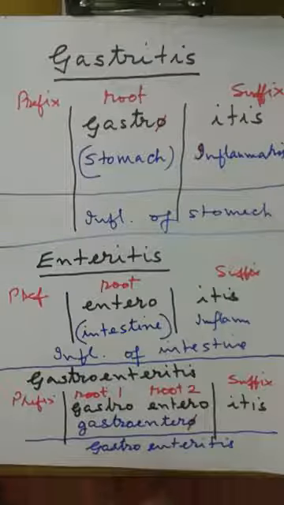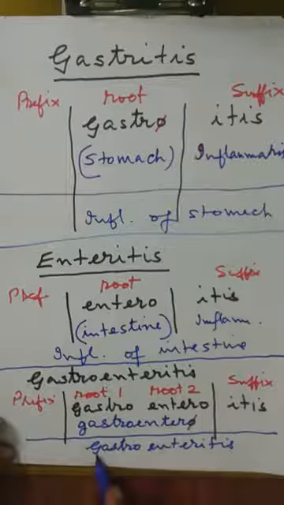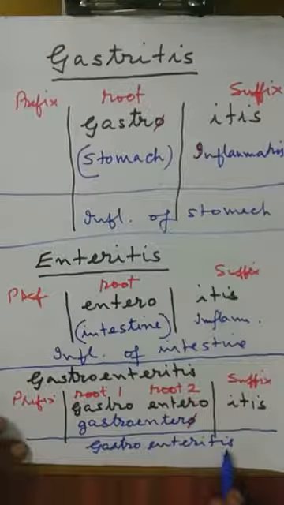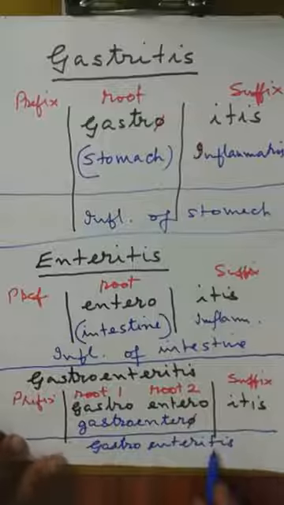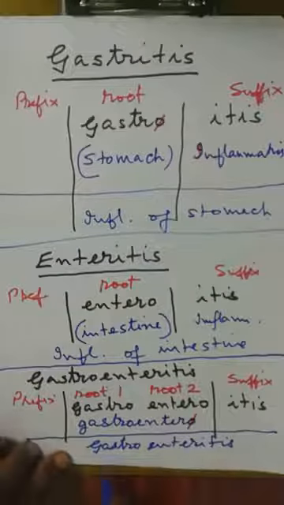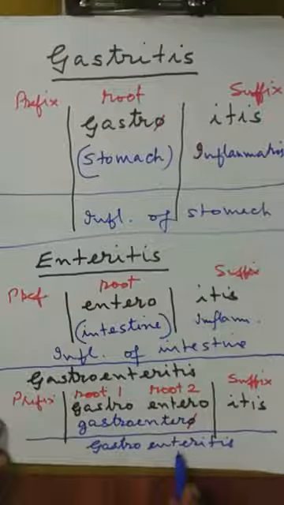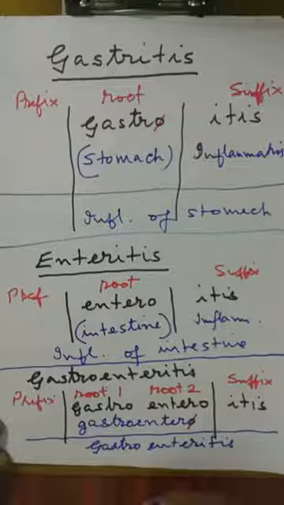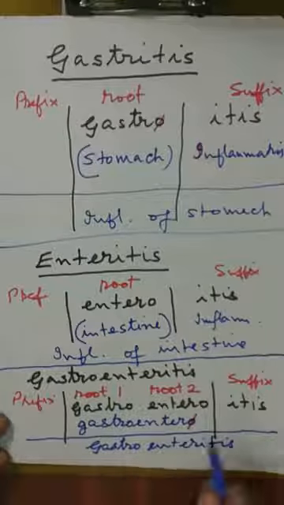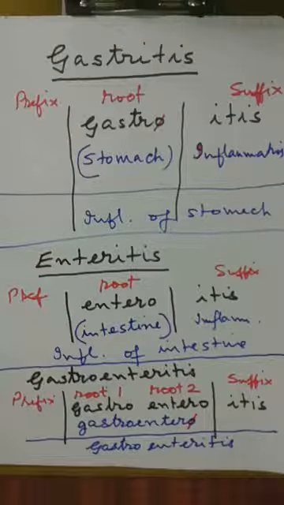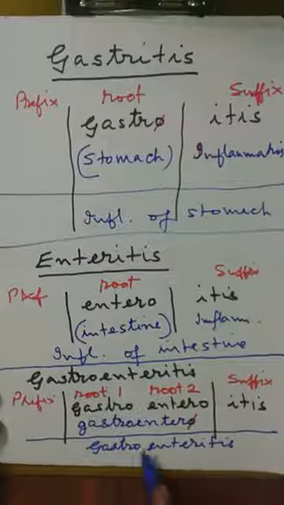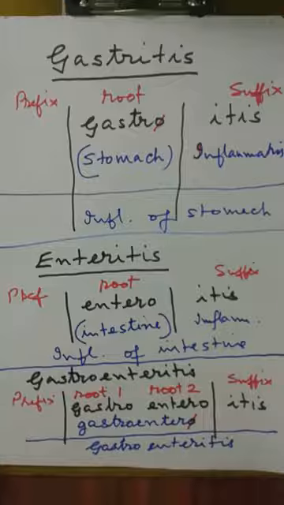I think it is clear to you. What does it mean? Gastroenteritis. Here there is an itis for the stomach plus the intestine. Sometimes it can happen. There will be inflammation or itis in both organs, in the stomach and the intestine. So then we will call it gastroenteritis. In both the parts there will be inflammation.